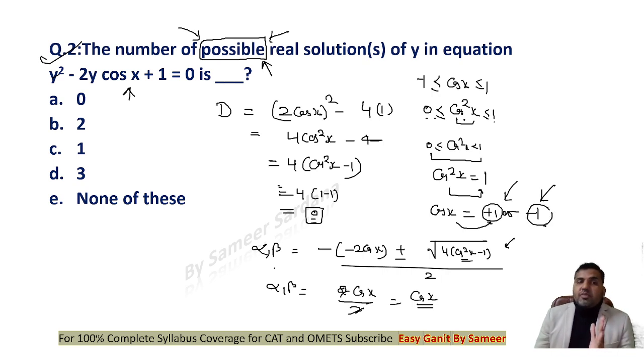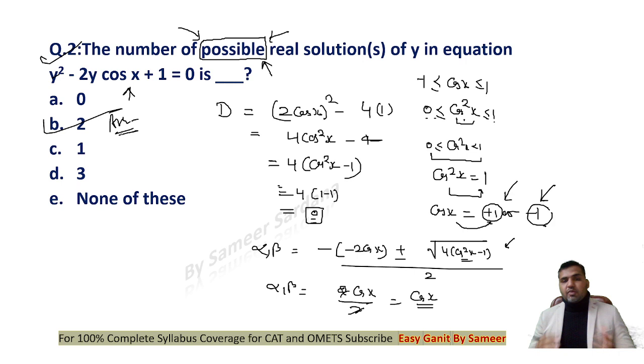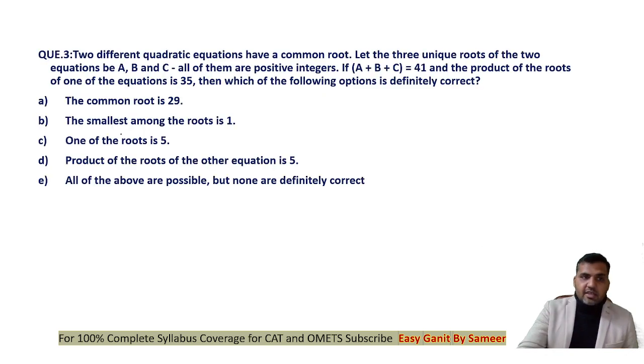So see that there are two possible real roots, right? There are two possible real roots. So B would be the correct answer to the question, right? The two possible real roots, alpha and beta. That's the correct answer.